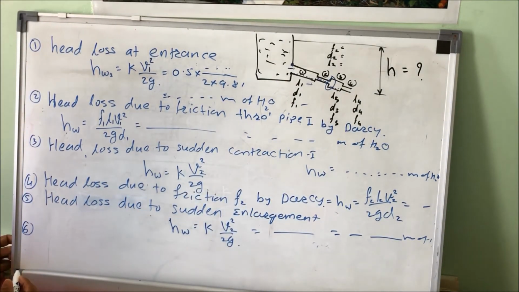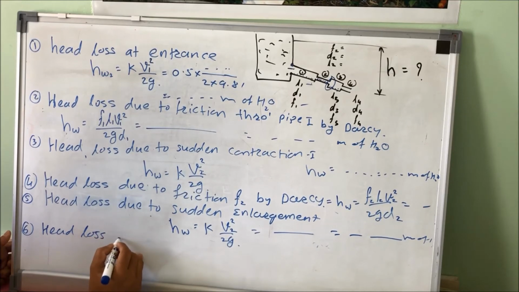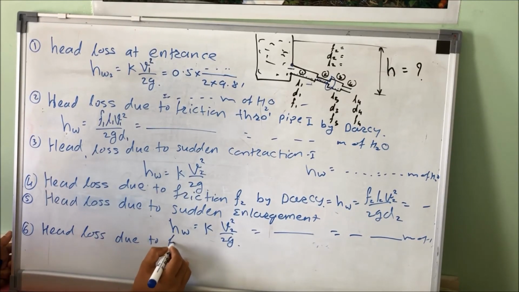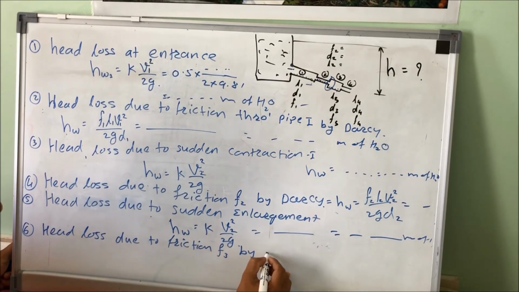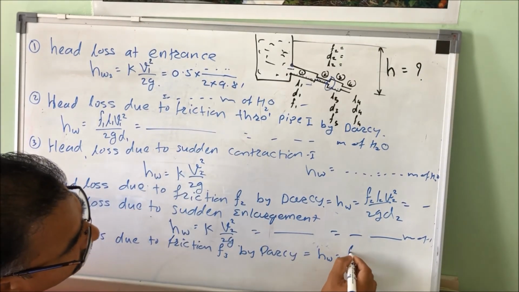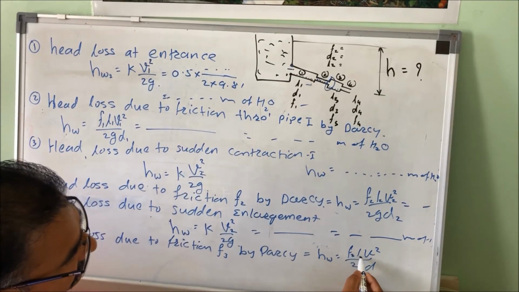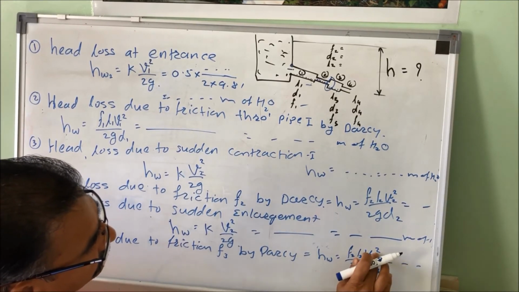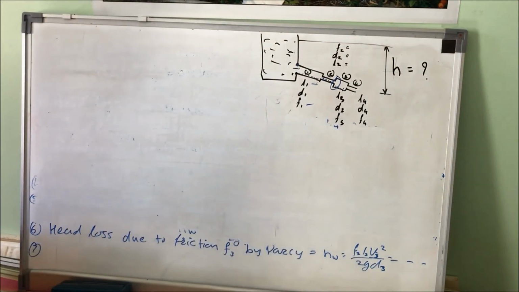Head loss due to friction by Darcy, F3 by Darcy, is equal to HW is equal to FL V square over 2GD. So F is 3 here, L3, V3 and D3. So now 6 is finished. Now the 7th number.